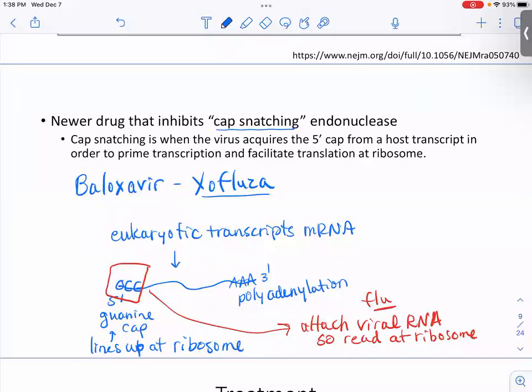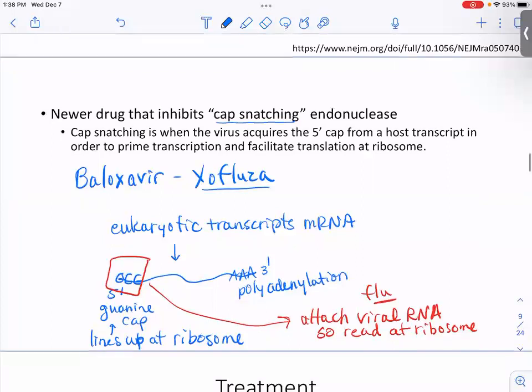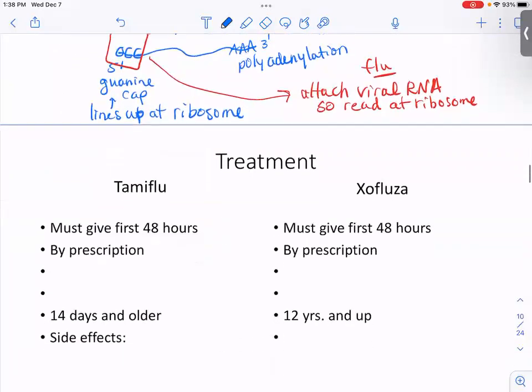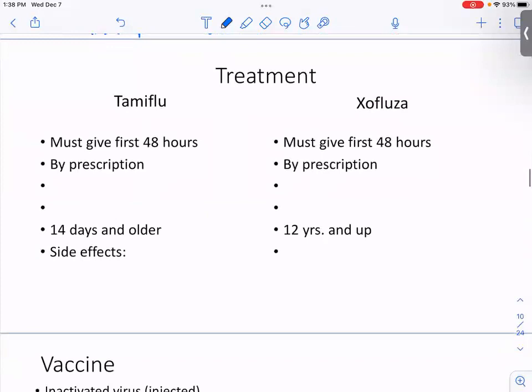If we compare these two drugs, Tamiflu and Xofluza, both of them are the same in this respect: you have to give them to the patient as early as possible in the infection, ideally within 48 hours. Usually if you give them later than that, they don't do any good.